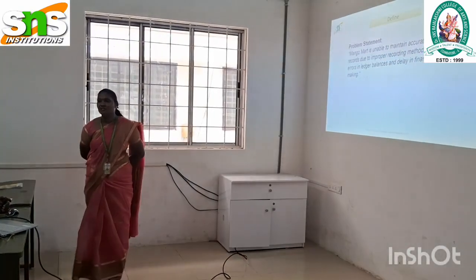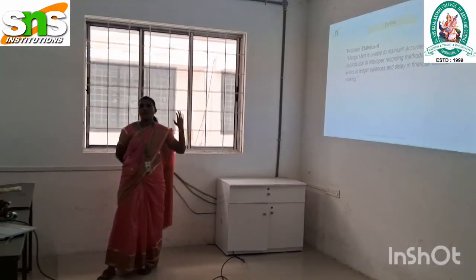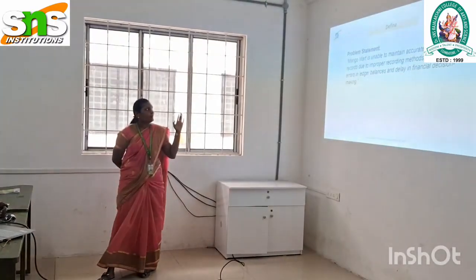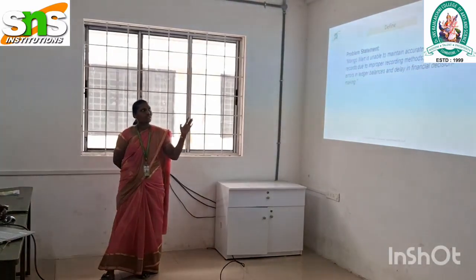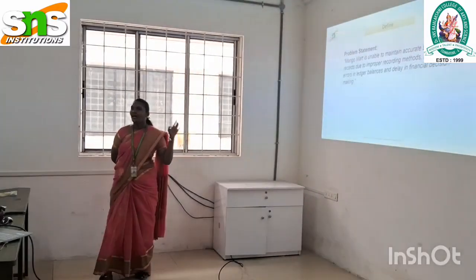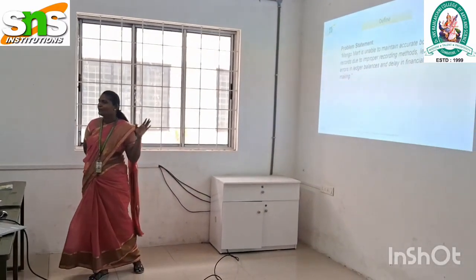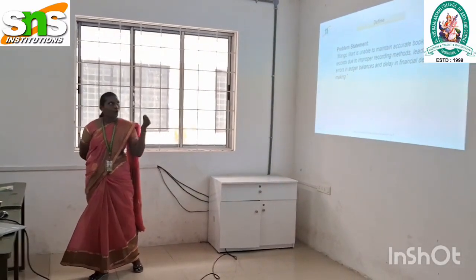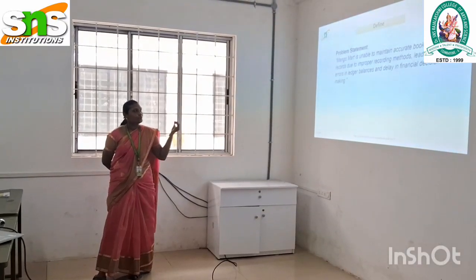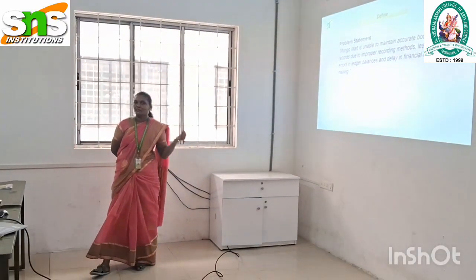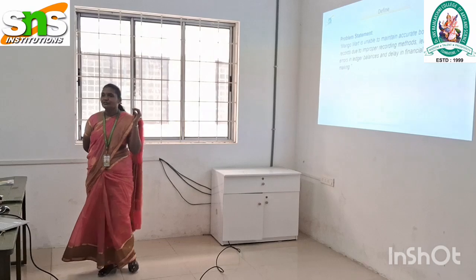The second stage is the define stage. In this stage, we have almost defined the problem. Mango Mart is unable to maintain accurate bookkeeping. This is the actual problem. What is the main problem? Inability to maintain proper bookkeeping records due to an improper recording method. So we have clearly defined the problem.